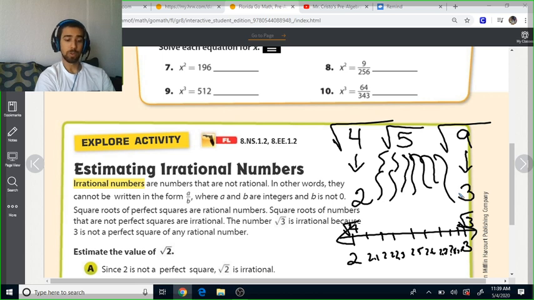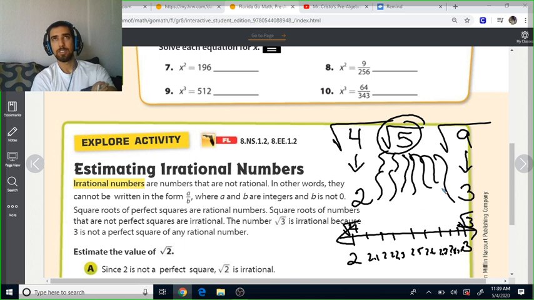You guys love this 2.5 thing. How does that make any sense? Just because I put it in the middle right here, you guys think that it goes right in the middle? Guys, the number right after 4 is 5. So what number comes right after the square root of 4? Go to the next number over.